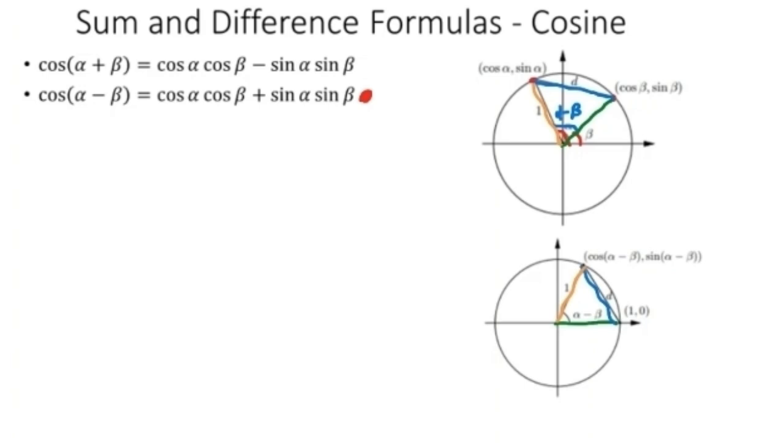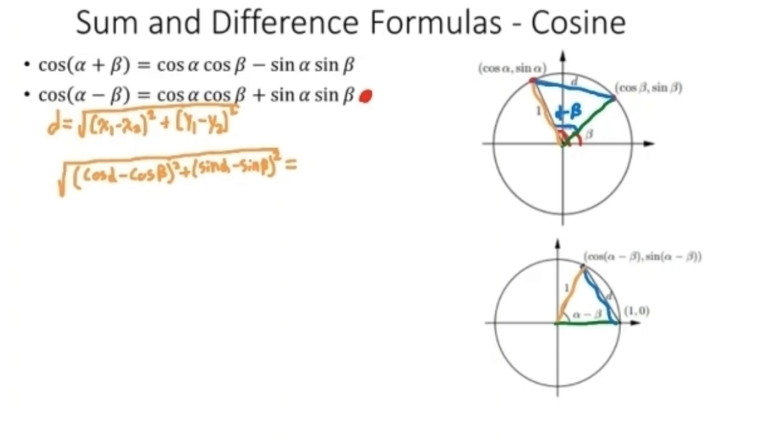How can I calculate the value of d? Recall the distance formula from college algebra. That is, the distance between any two points, d, equals the square root of the difference of the x component squared plus the difference of the y component squared. First, we'll apply the distance formula to our top figure triangle, and we're going to be finding the distance between the cosine alpha, sine alpha point and the cosine beta, sine beta point. And we get that our distance d will equal the square root of cosine alpha minus cosine beta squared plus sine alpha minus sine beta squared.